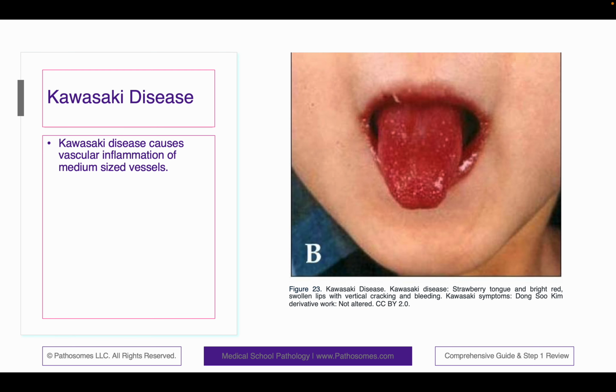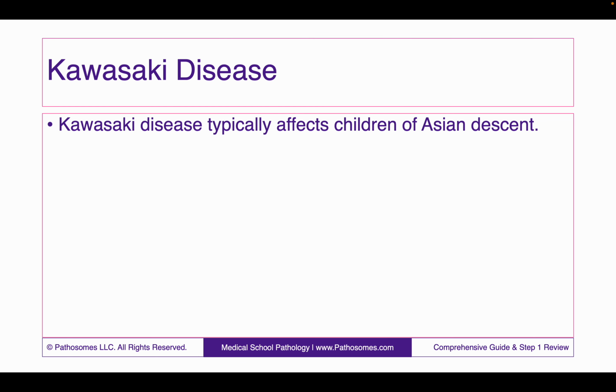Let's move on to Kawasaki disease. What's the buzzword for this tongue? Strawberry, right? Kawasaki disease causes vascular inflammation of medium-sized vessels. Kawasaki disease typically affects children of Asian descent. Kawasaki, right? Another easy way to remember the nationalities or ethnicities for these conditions, right? Use your mnemonics when you can. They come in handy.